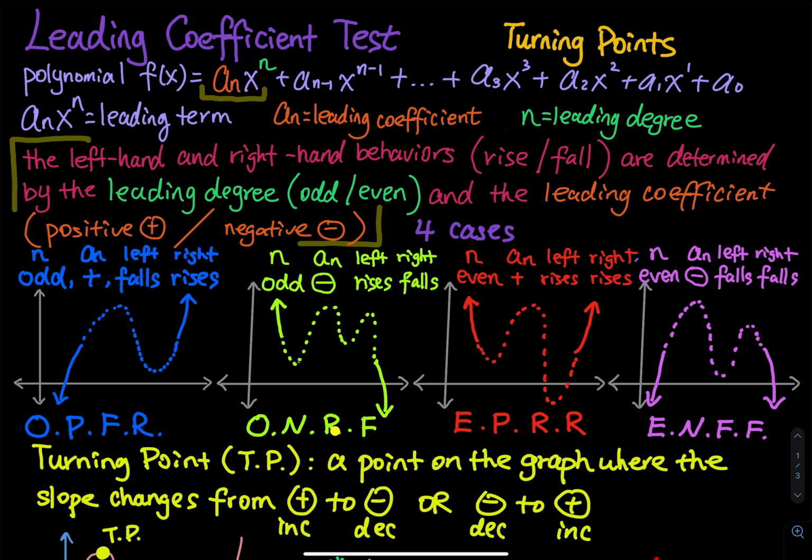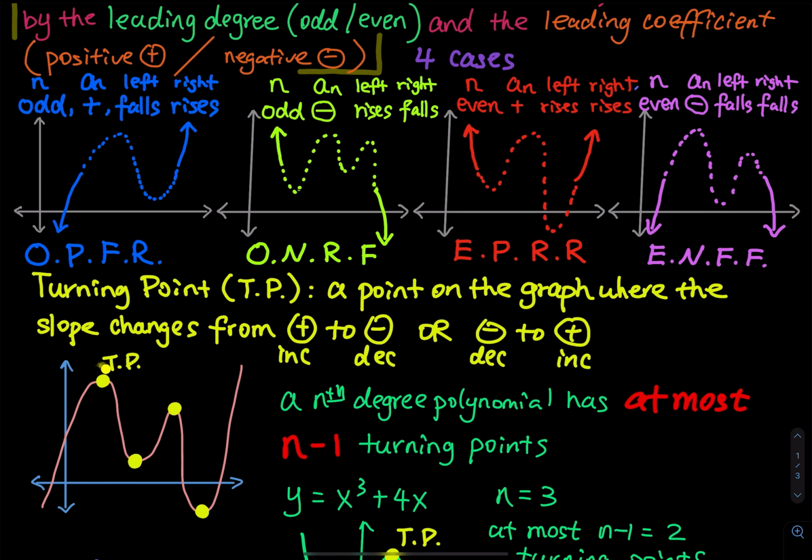Turning point is a point on the graph where the slope changes from positive to negative, or from negative to positive. Positive slope means increasing, negative slope means decreasing. So let's say we have a curve that looks like that. This curve has 4 turning points.